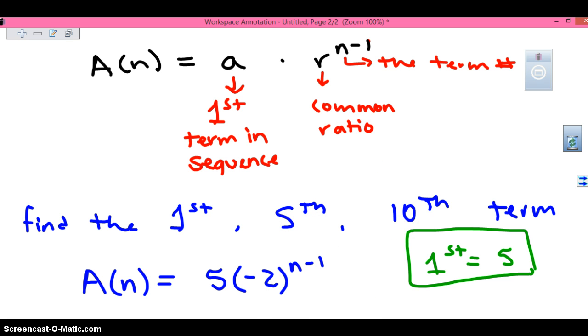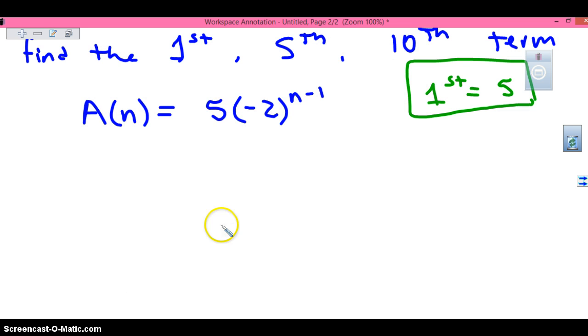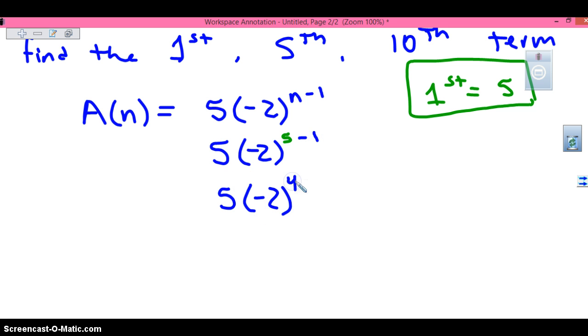So we need to find the 5th and the 10th term. What do we have to do? We have to substitute n with 5 and work out the problem. So that means 5 times -2 to the 4th power. So we have to start by -2 raised to the 4th power is 16. 5 times 16 is what? 80. So what is the fifth term in the sequence? 80.